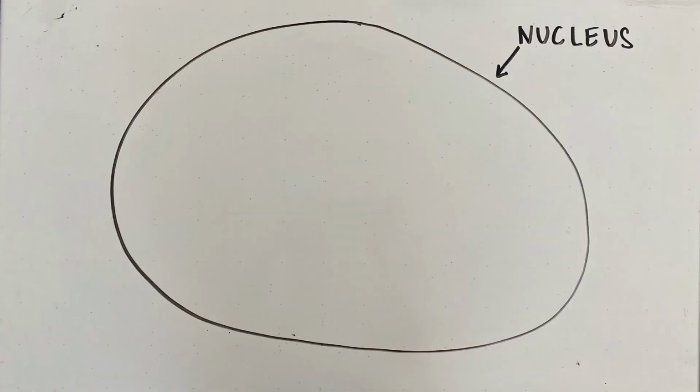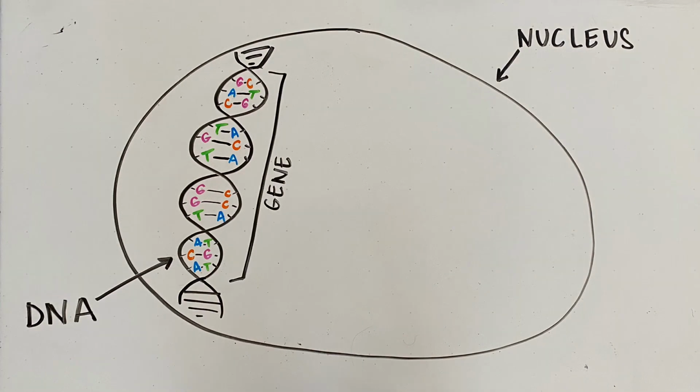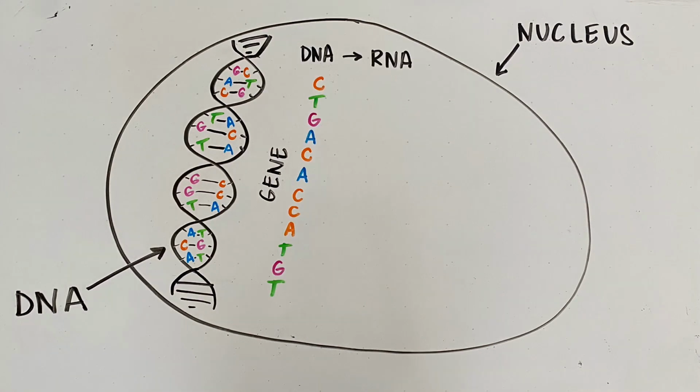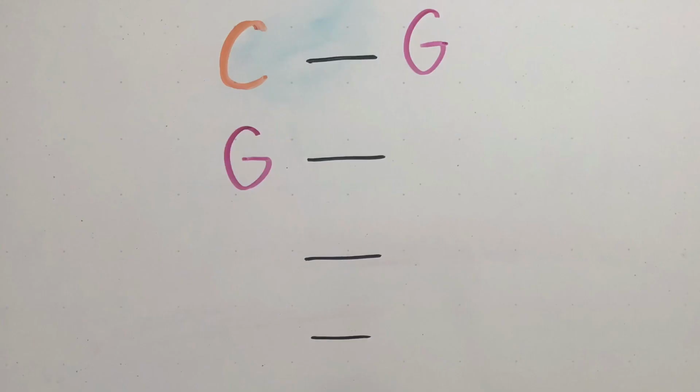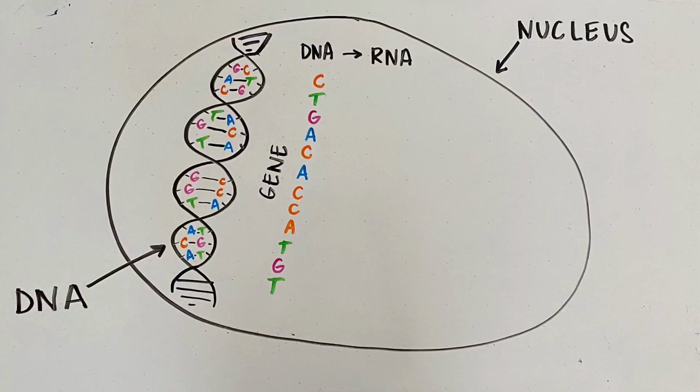All right, let's do an example of transcription. So let's set the scene. First, you have your nucleus. Inside of the nucleus, you have a DNA. That DNA has a bunch of genes on it. Remember, the point of transcription is to take one gene of DNA and transcribe it into RNA. So now we're going to take one gene and we're going to do just that. To transcribe, we need to remember our base pairing rule. C goes to G, G goes to C, A goes to U, and T goes to A. All right, now that we've got our gene, let's translate it to RNA.